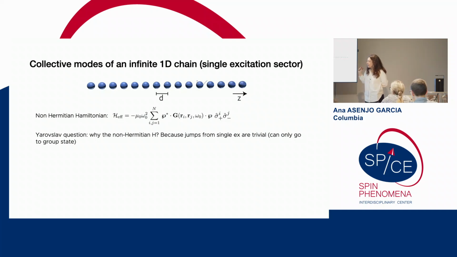In particular, I would defend this choice for this problem because when you have just a single excitation and two-level systems, the action of a jump operator is trivial. It can only take you to the ground state. So if you have a pure state that is a single-excitation state evolving with this non-Hermitian Hamiltonian, obviously, because the Hamiltonian is non-Hermitian, the norm is not going to be preserved.